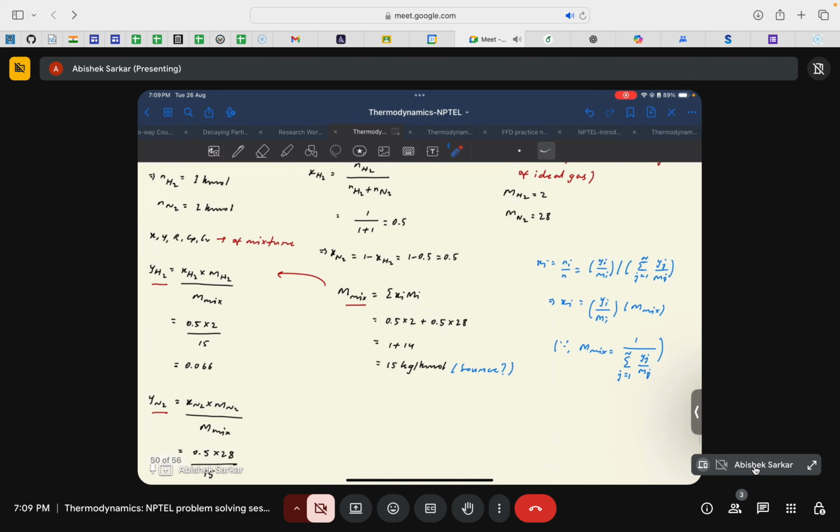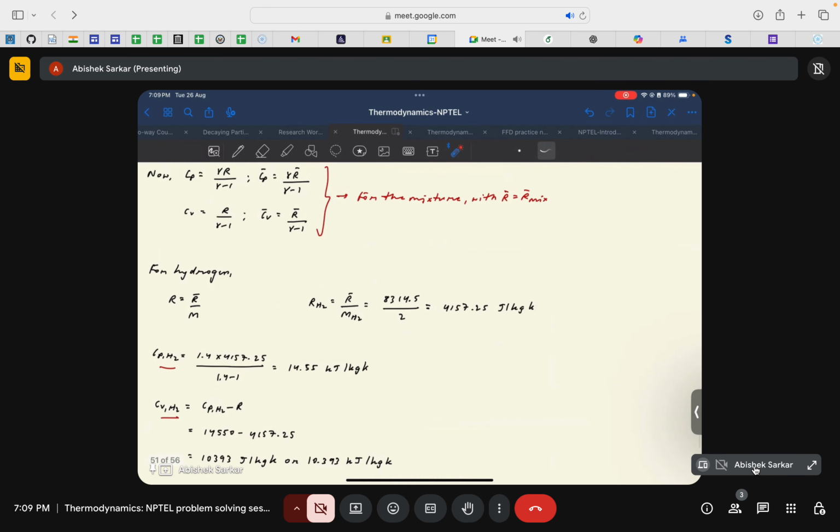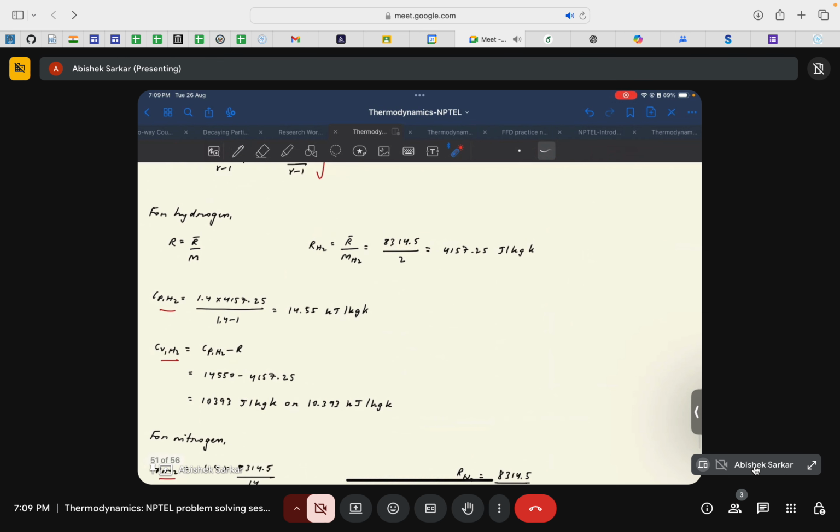I'm sorry, hydrogen and nitrogen. Okay, so since both are in diatomic form, the specific heat ratio would be 1.4. If it is monoatomic, again it was 1.67, depending on the degree of freedom. If you recall from the notes, you can know (d+2)/d was the specific heat ratio, right?